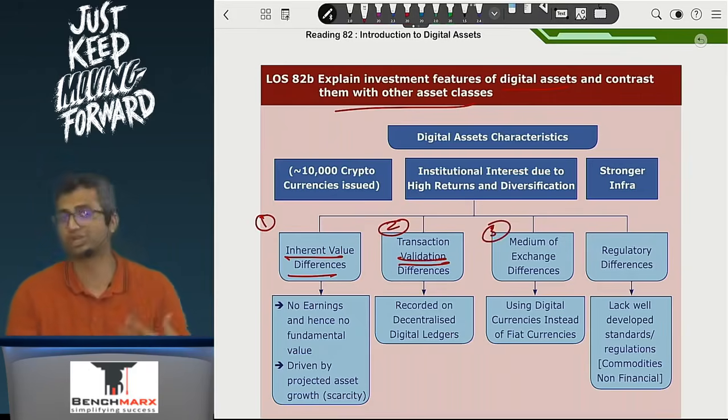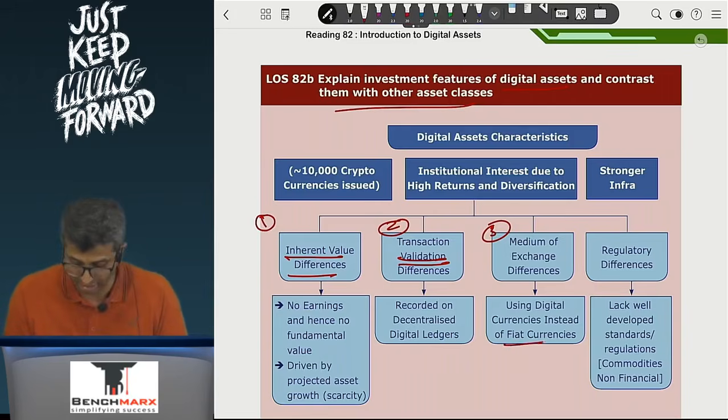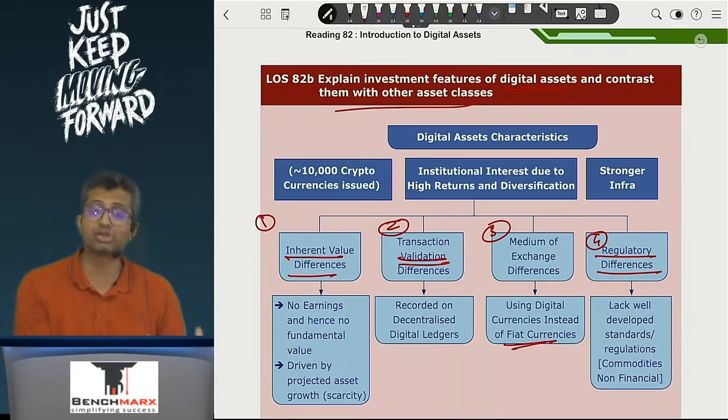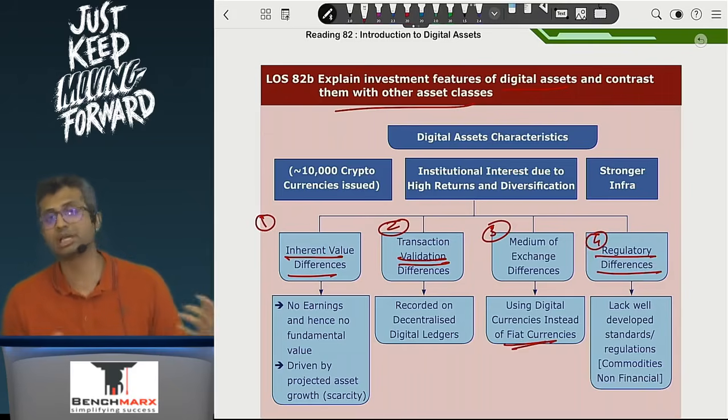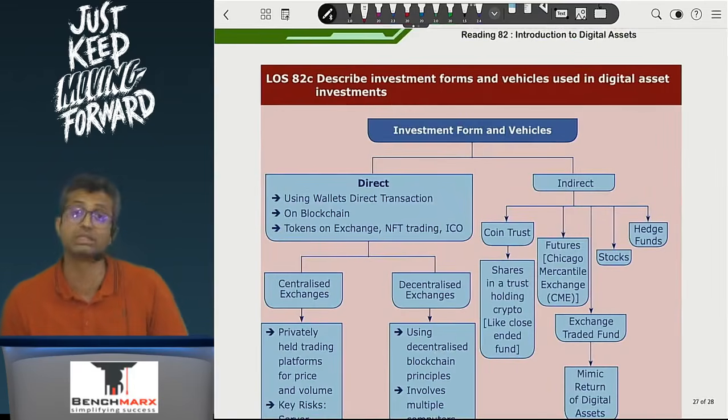The medium of exchange: usually if you were to buy a share, payment will be made in a fiat currency, that is rupee, dollar, pound, etc. But on these digital assets, like if you buy digital artwork, the payment will have to be made in Bitcoin, and as a result, the medium of payment is also these cryptocurrencies instead of fiat currencies. And the regulatory differences are there. While traditional assets are very strongly regulated, there is hardly any regulation for these currencies. Countries like the US treat these cryptocurrencies similar to commodities. However, that is not uniform across all jurisdictions, and regulation is still evolving.